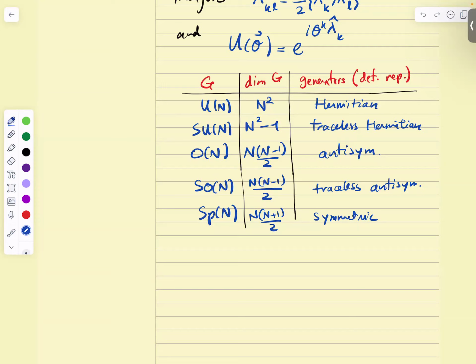I think I'm making a mistake. It should be called Sp(2N). I forget the notation. Is it called Sp(N) or Sp(2N)? I think it's called Sp(2N). But yeah, these are called linear symplectomorphisms, because this is the symplectic bilinear. Those are fancy math words for the phase space volume.